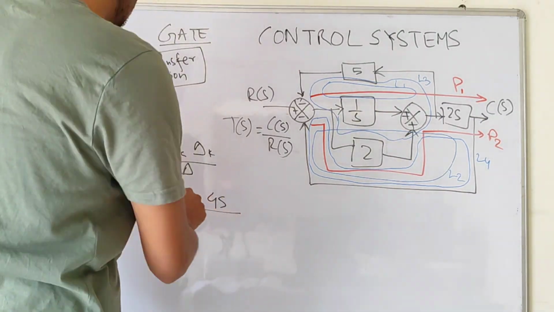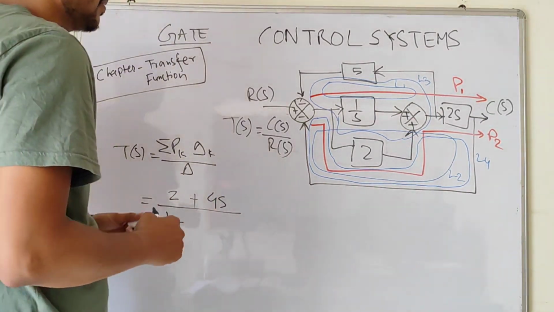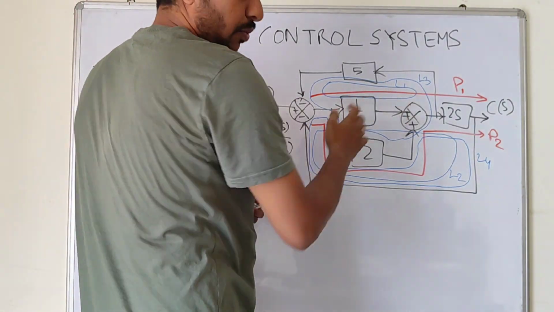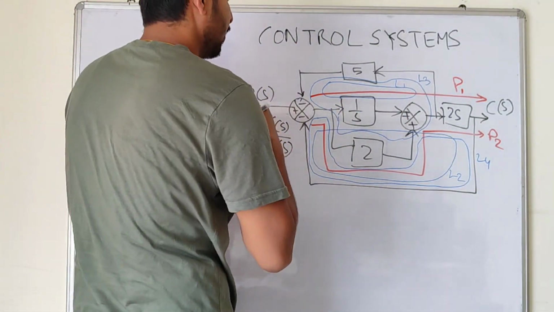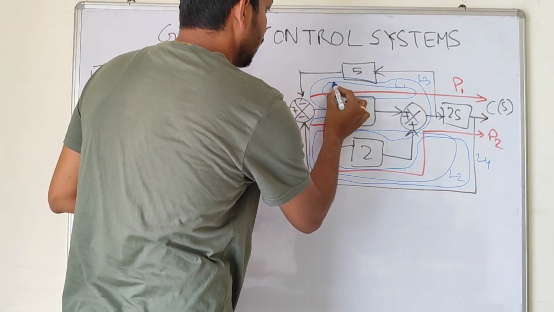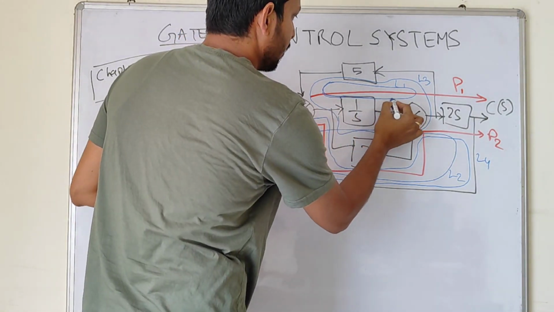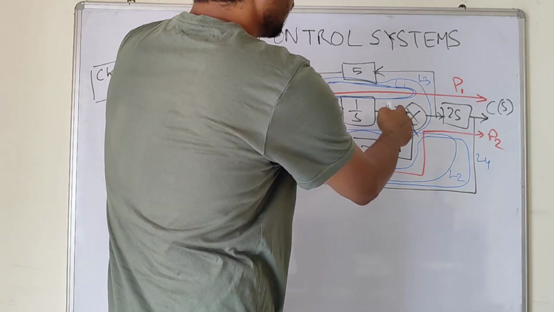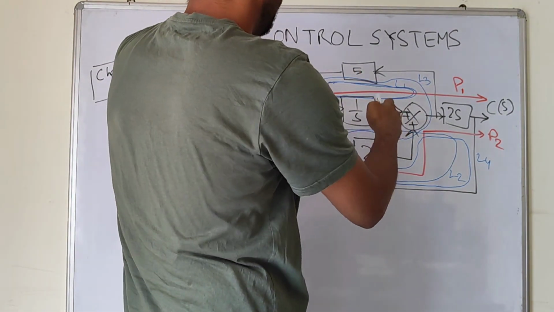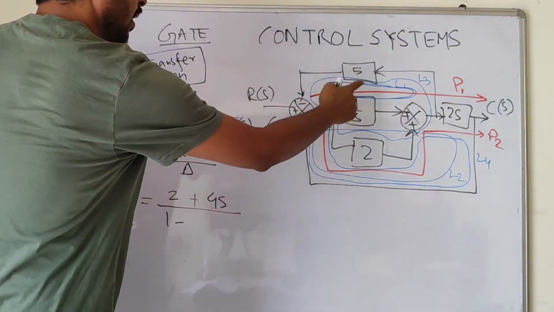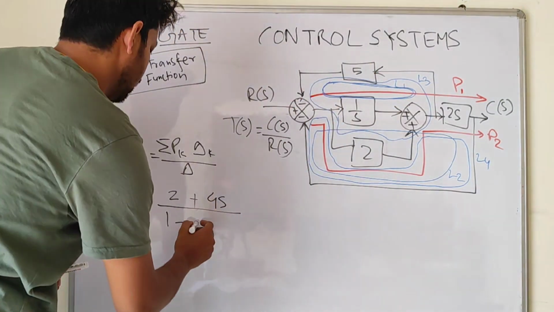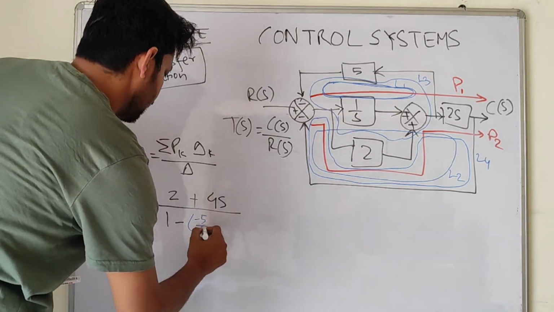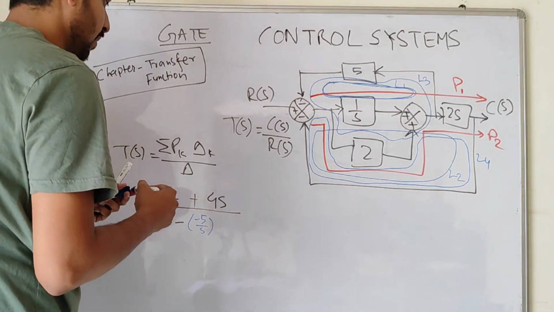Now denominator, let's see. Loop L1. Let's focus on the loop L1. Right? I know this diagram is messy. That's why we will be focusing on this loop L1. 1 by s into 5, 5 by s, right? And there's negative. So minus 5 by s. So minus 5 by s for L1. Okay.